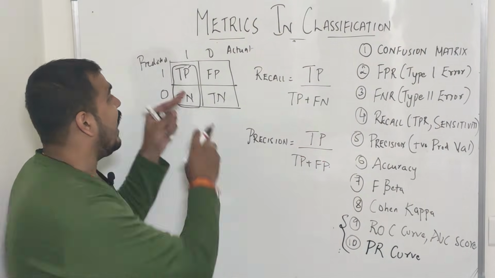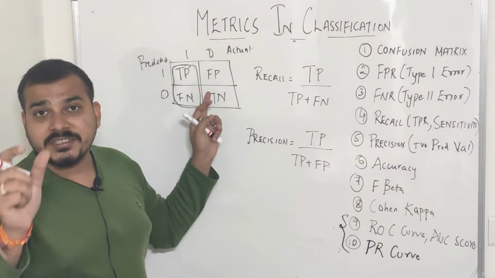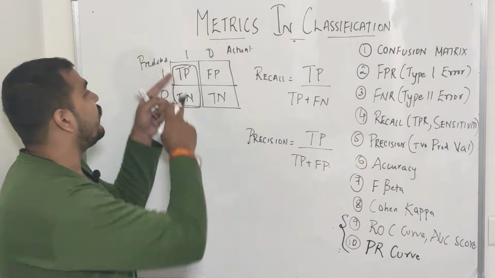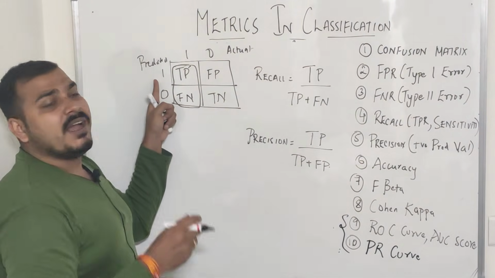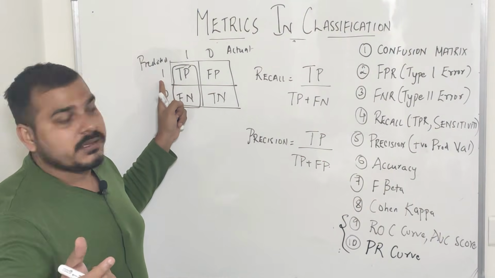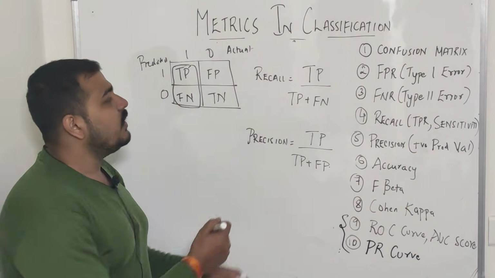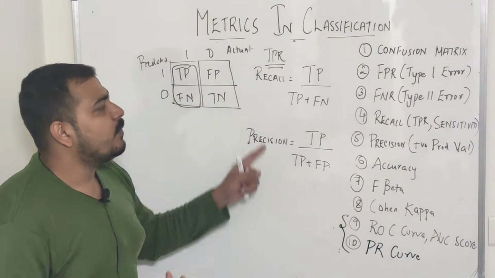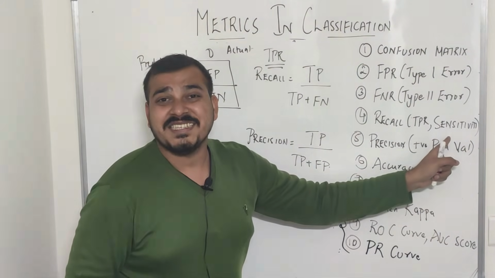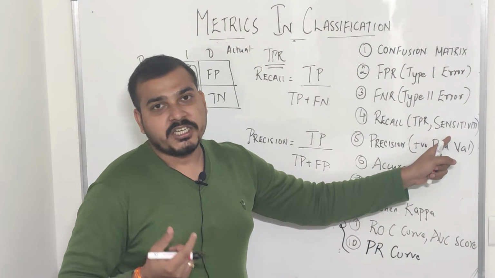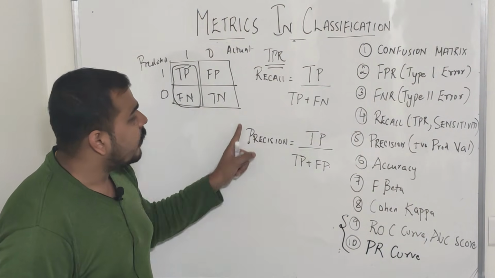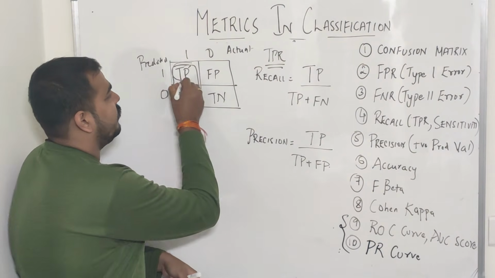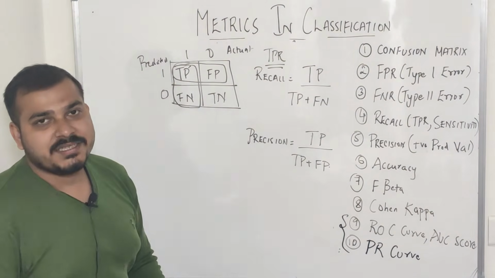Again, I'm repeating it, guys. Out of the total actual positive values, how many positives did we predict correctly? That is what recall says. Recall is also called the true positive rate, and it is also called sensitivity. Now similarly, if I consider precision, it basically says TP divided by TP plus FP. Now what does this basically say?